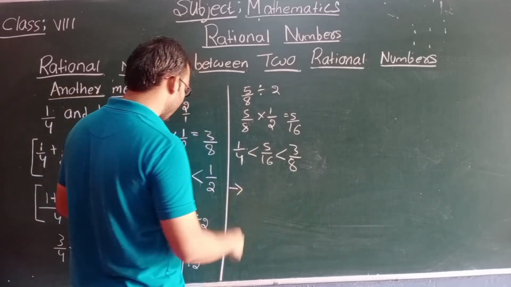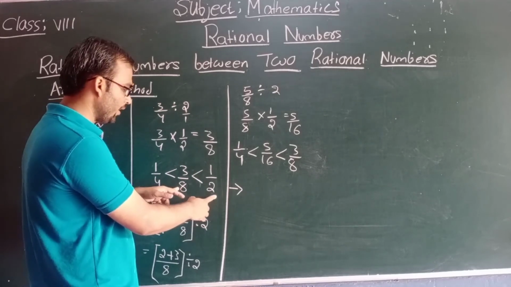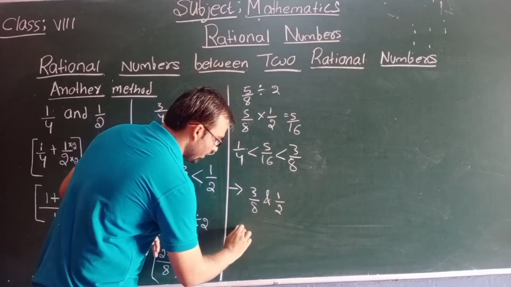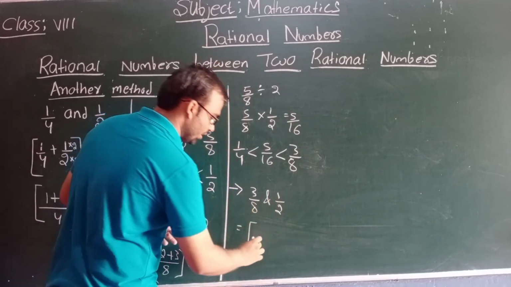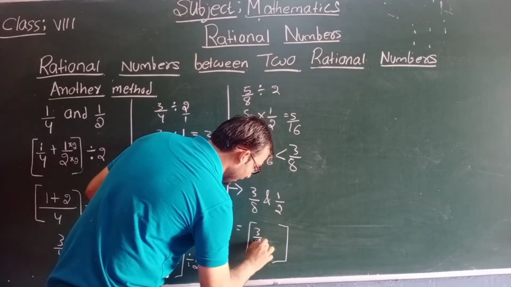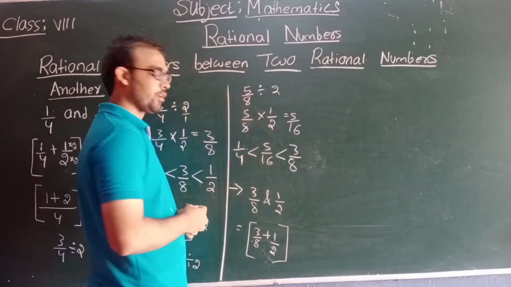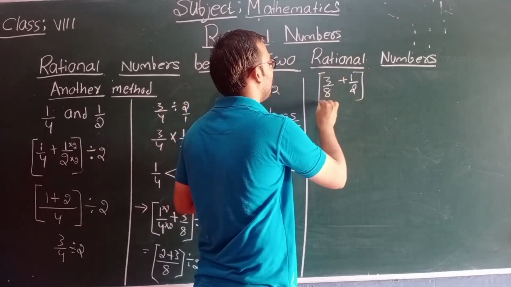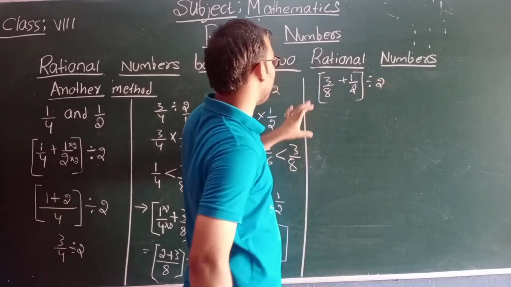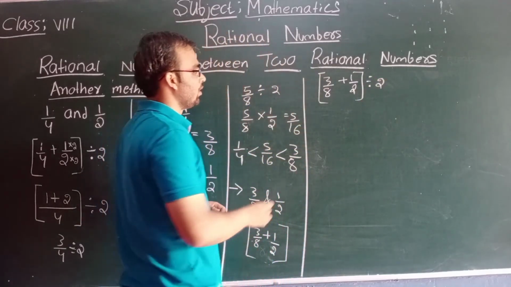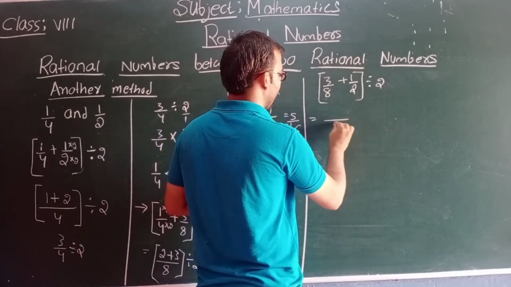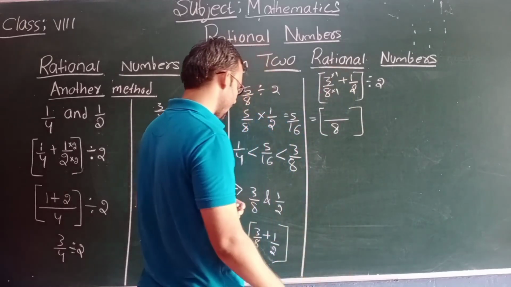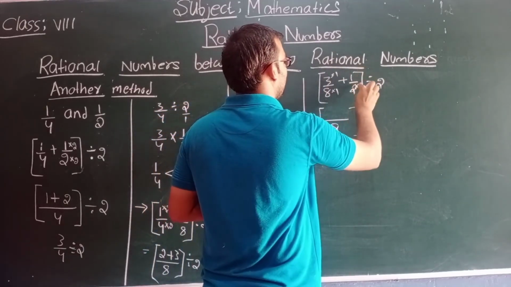Now we will find the number between 3 by 8 and 1 by 2. Again the same procedure: 3 by 8 plus 1 by 2. We have to find the average of these two numbers. What is the LCM of 8 and 2? 8 only. So here multiply by 1, and 8 is there.